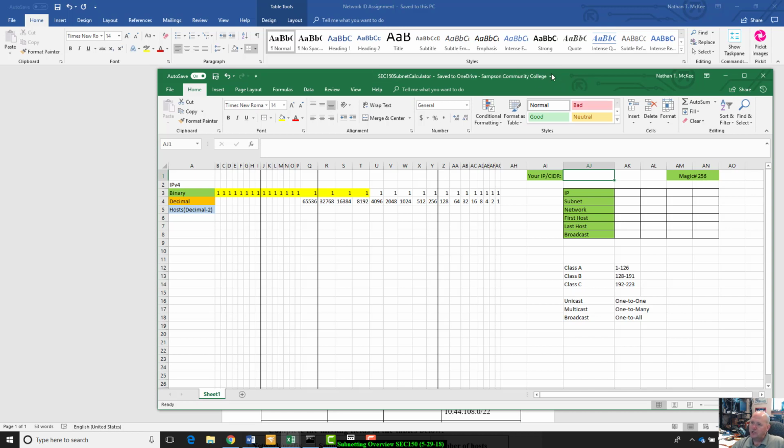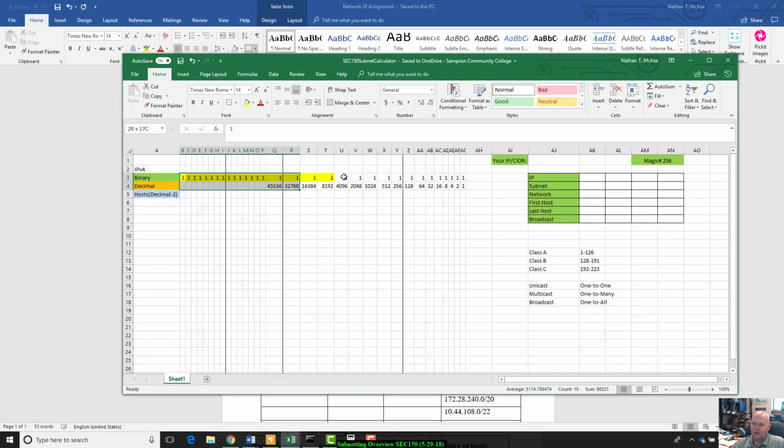So I made the spreadsheet. Basically, you have the binary. These are all your bits: a 32-bit IP address for IP version 4, 8, 16, 24, and 32. 32 bits total. In decimal, the very rightmost bit is going to give you either a 0 or a 1, and then it keeps doubling.